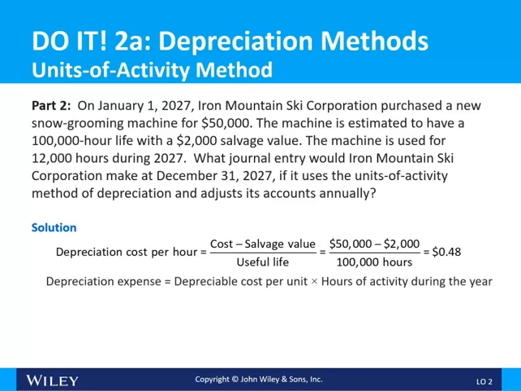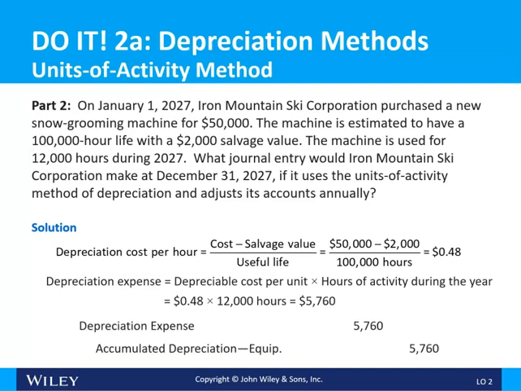So the depreciation expense is the depreciable cost per unit, so 48 cents, times the activity during the year, in this case hours, so 48 cents times the 12,000 hours that we ran the machine in 2027, $5,760 is the depreciation expense, and the entry is debit depreciation expense, credit accumulated depreciation for that 5,760.